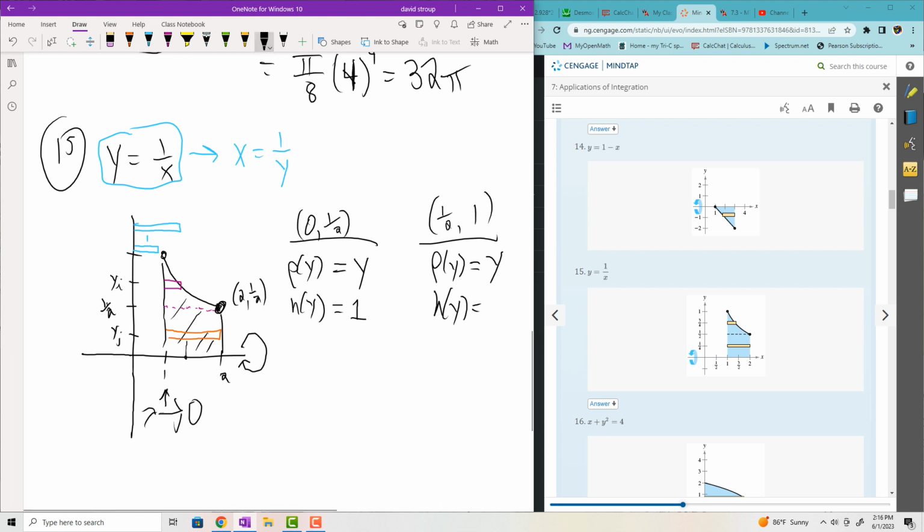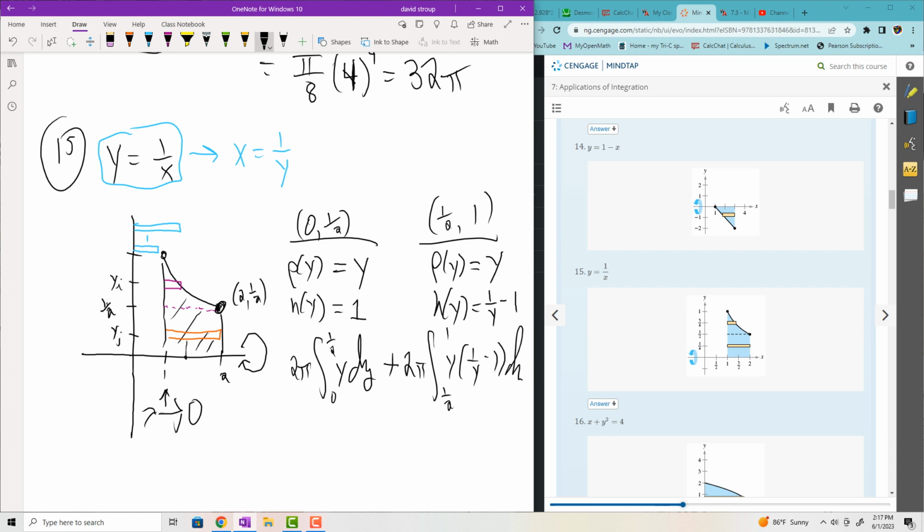So over on the right in this interval, it'll be 1 over y. And then you have to subtract away the distance to the bottom of the rectangle. The distance to the bottom of the rectangle is constant. It's just 1. Okay, so there it is. And to compute this, you have to do 2 integrals, which is kind of an annoyance. It's going to be 2 pi times the integral from 0 to 1/2 of y times 1 dy, plus 2 pi times the integral from 1/2 to 1 of y times 1 over y minus 1 dy.